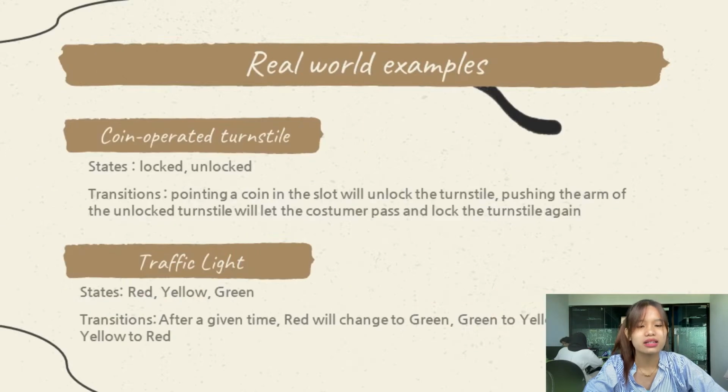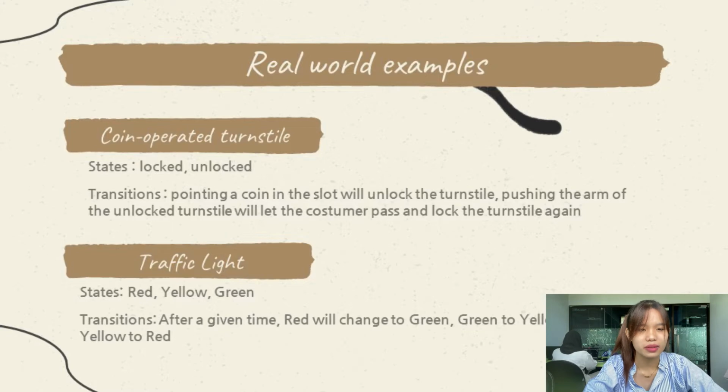Okay, these are real world examples. The first is a coin operated turnstile. The states are locked and unlocked. A coin in the slot will unlock the turnstile. Pushing the arm of the unlocked turnstile will let the customer pass and lock the turnstile again.